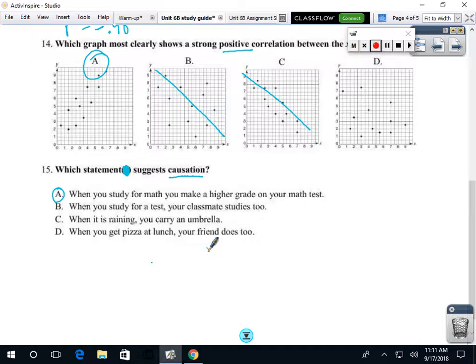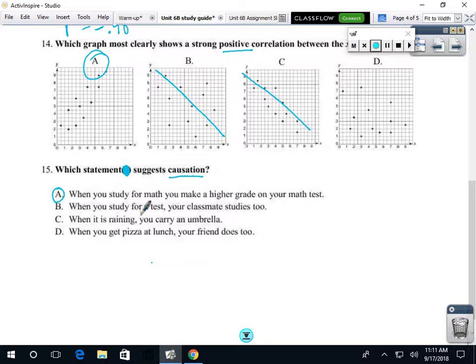Okay, let's talk about the other choices and why they don't. Well, no, there is correlation, but it's also causation. Yes, anytime there's causation, then there is correlation also. There can be correlation and no causation. If there's causation, there's definitely correlation.